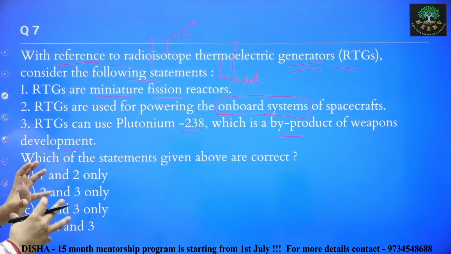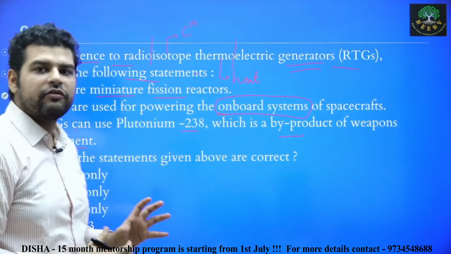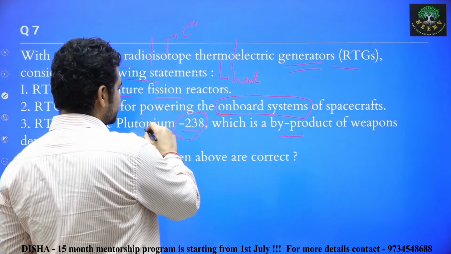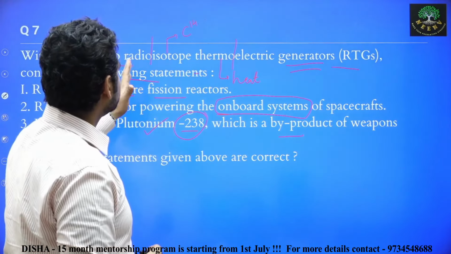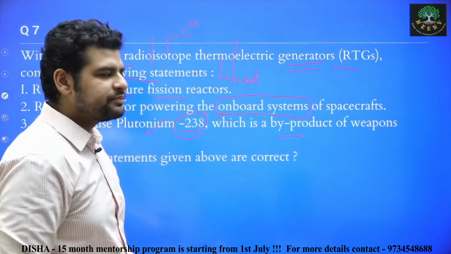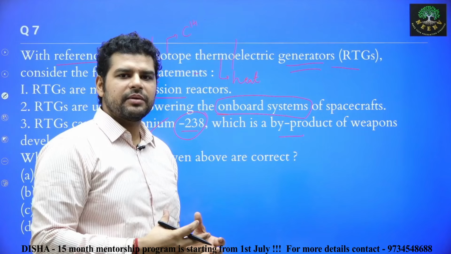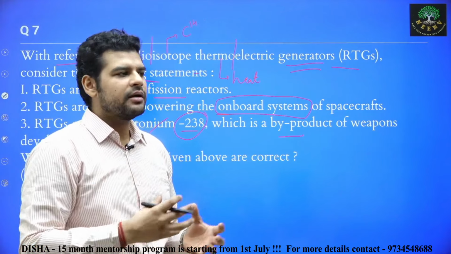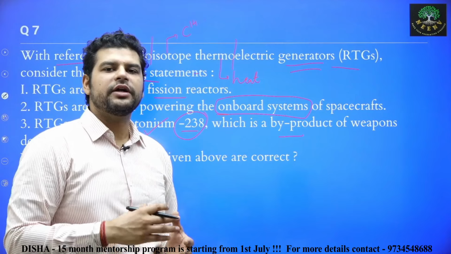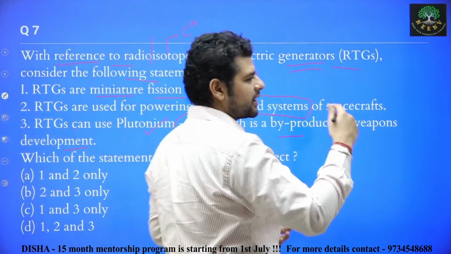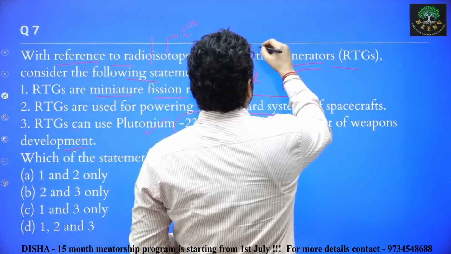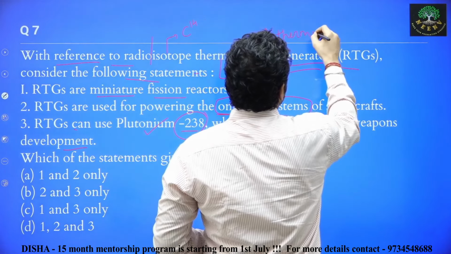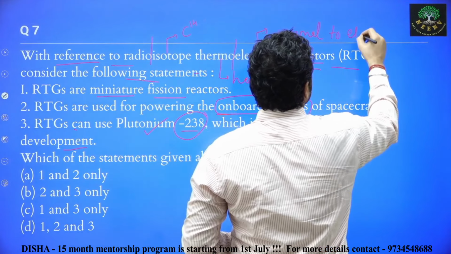Now, what is the concept behind the functioning of an RTG? RTGs have plutonium in them, right? So this option is what makes it correct. RTGs have plutonium-238, and that is decaying. It's an unstable isotope that decays and gives off radiation and heat energy. So that heat energy is used to generate electricity. RTGs are used to create electricity, that is, they convert thermal to electric energy.